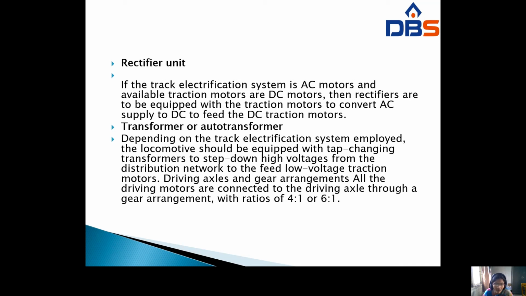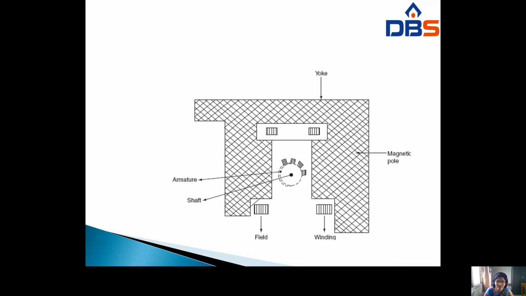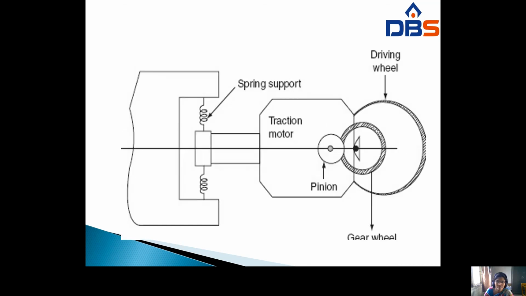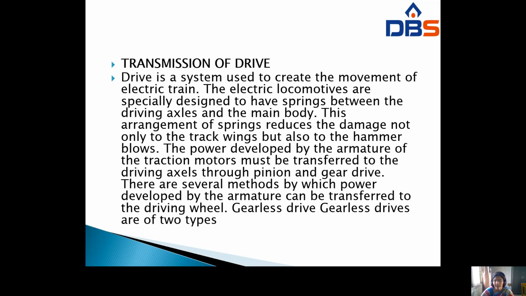Driving axles and gear arrangement: all driving motors are connected to a gear arrangement with a ratio of 4:1 or 6:1. Compulsorily gears will be used, all arranged in the ratio of 4:1, that means 4 gears are used for 1 axle, or 6 gears for 1 axle. So these are the auxiliary equipments used for traction purposes.